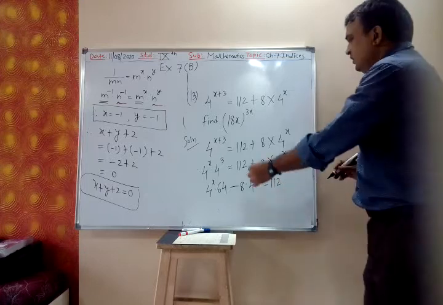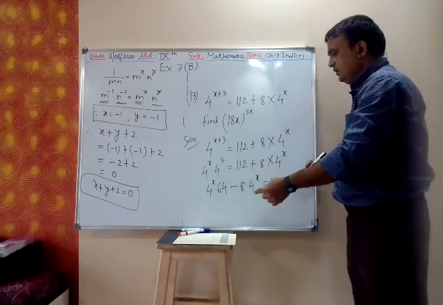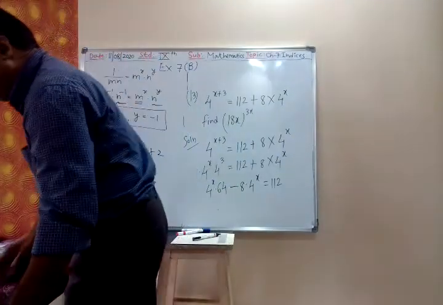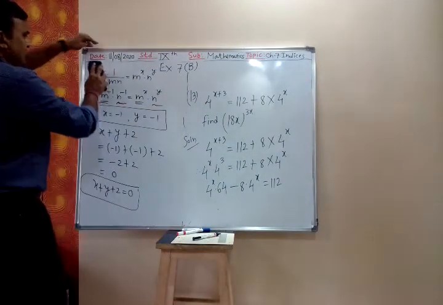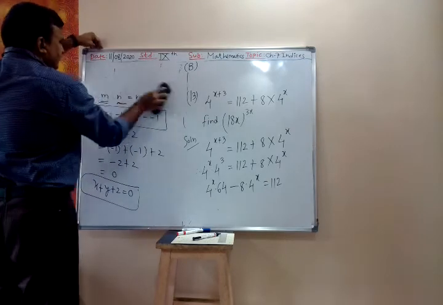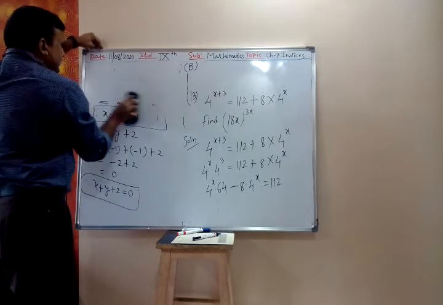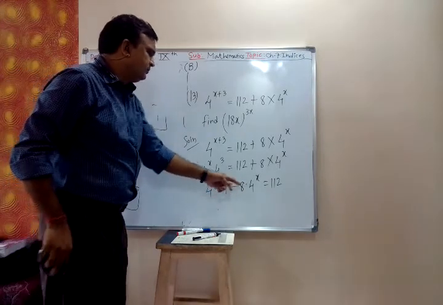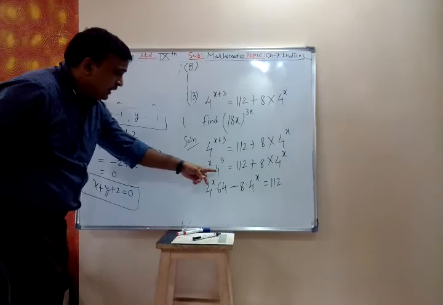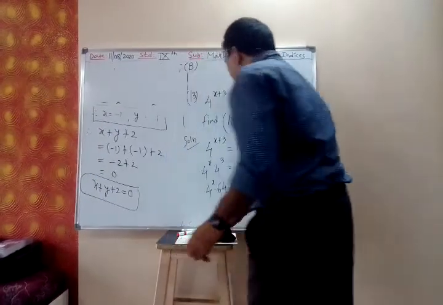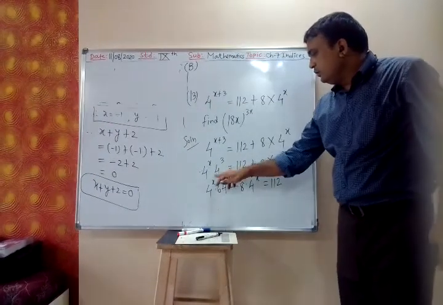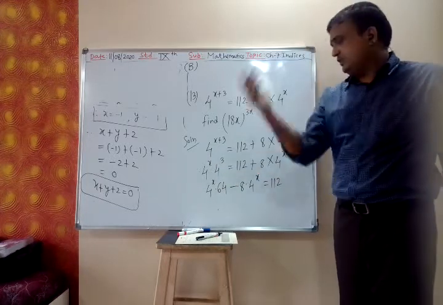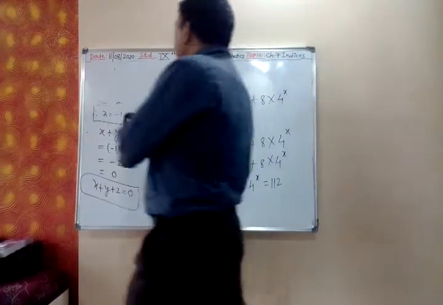Are you getting? No, you cannot cancel because there is a minus sign between them, and they do not have the same coefficient. The coefficient of this 4 raised to x is 64. My dear, 4 raised to 3 is 4 into 4 into 4, 4 4s are 16, 16 4s are 64.